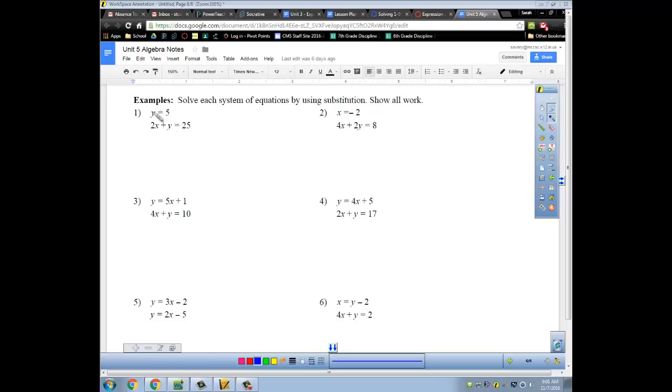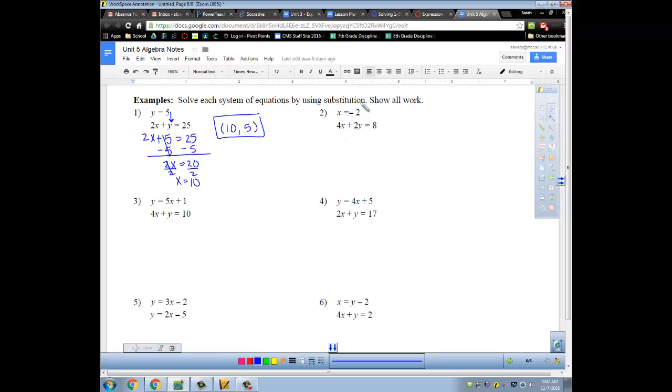So the first example, I know that y is 5. So I'm going to take this 5, plug it into my other equation so I can figure out what x is. So I get 2x plus 5 equals 25. I'm going to solve that, so subtract 5 from both sides. Get 2x equals 20. Divide by 2 to get x equals 10. Now since I already knew that y is 5 and I know x is 10, my coordinate is (10, 5). So if I were to graph this, they would intersect at (10, 5).